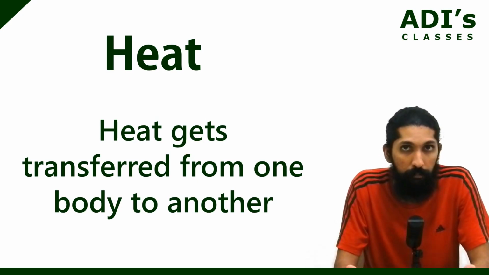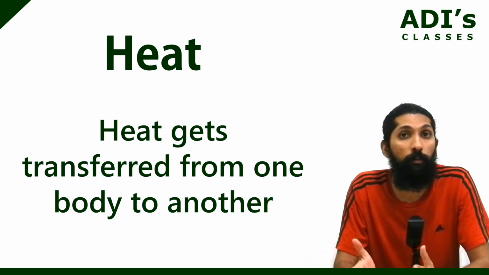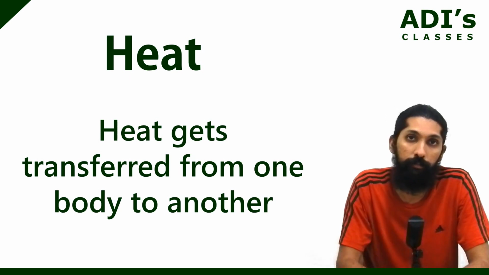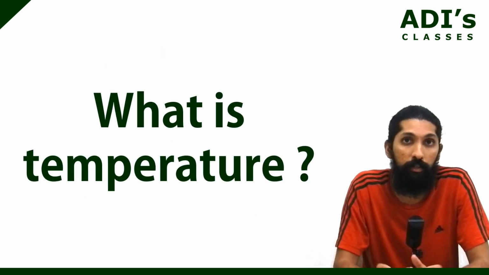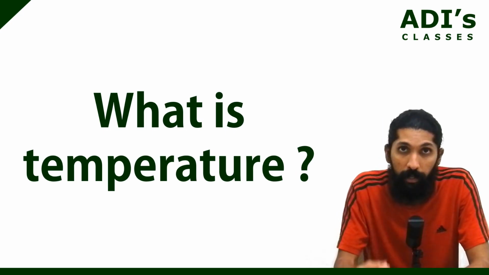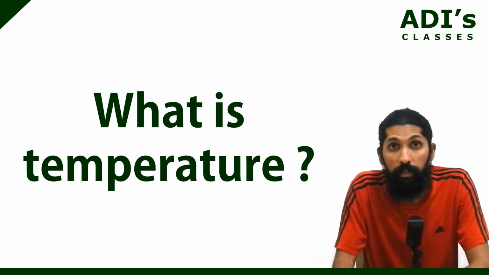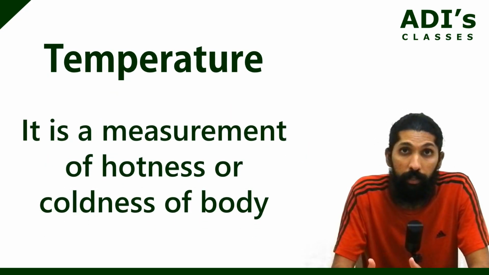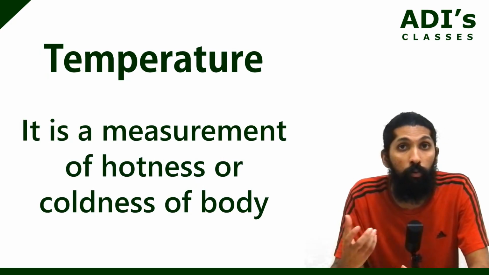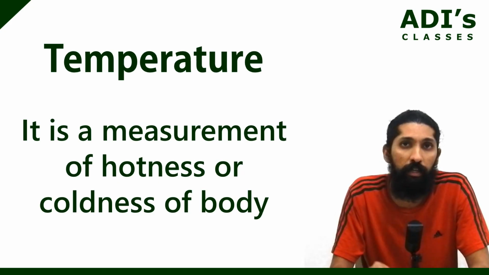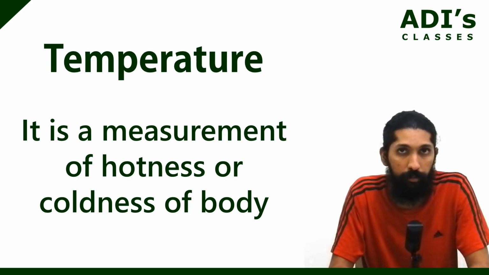Now, I gave you an example where heat flows from one body to another body. Here, I used a word called temperature, which is a key word in this particular definition. So, what is temperature now? How do we define, or how exactly do we understand, the word temperature? Let's look into that. Temperature is basically a measurement of how hot or how cold the body is. You can say it's a measurement of hotness or coldness of the body. Very easy in layman's terms, this is what we can understand about temperature.